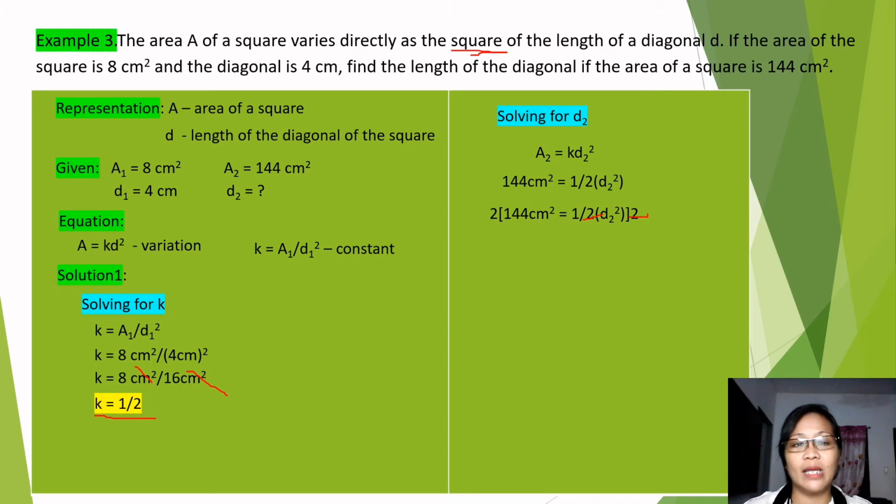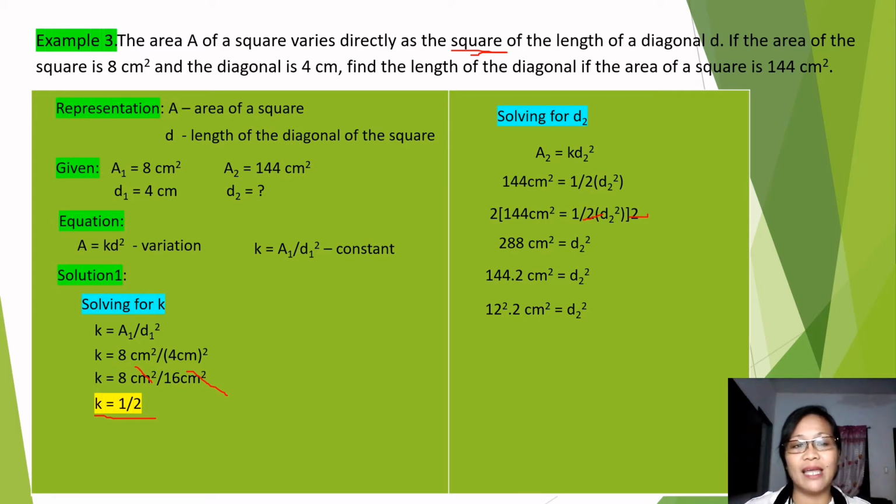Then next, 1 times D sub 2 squared is equal to D sub 2 squared. And then 2 times 144 centimeters squared is equal to 288 centimeters squared. To find D sub 2, we need to find first a factor of 288, wherein one of the factors is a perfect square. So we have 144 times 2 centimeters squared. Then, we need to write it in exponential form. So we have 12 squared times 2 centimeters squared is equal to D sub 2 squared.